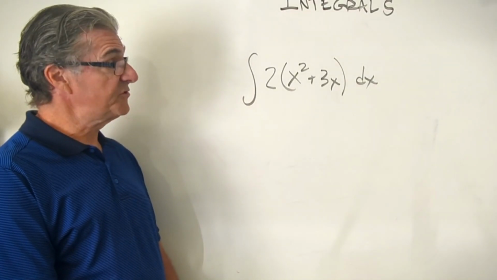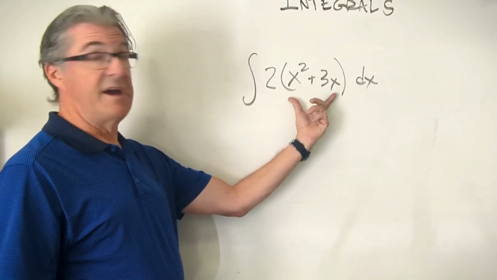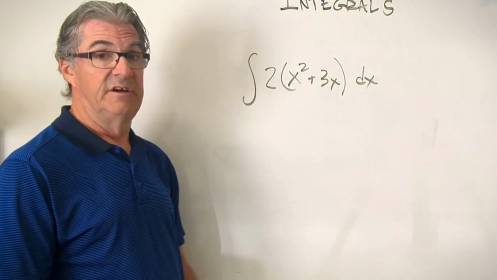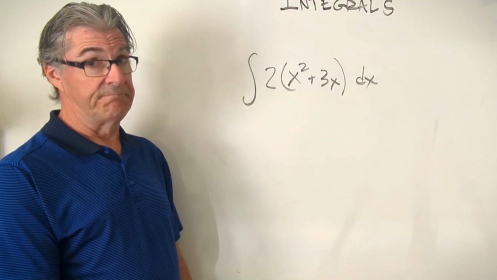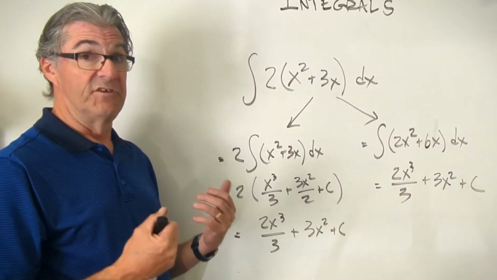All right, give this one a try. We have the integral of 2 times this binomial, x squared plus 3x with respect to x, or dx. So go ahead, pause the video. There's a couple routes you could take on this one. Okay, here are the two ways I'd like to show you for doing this one.